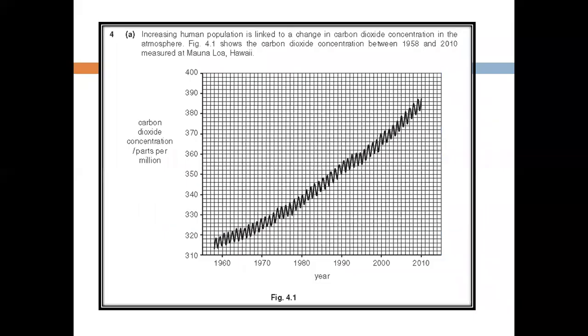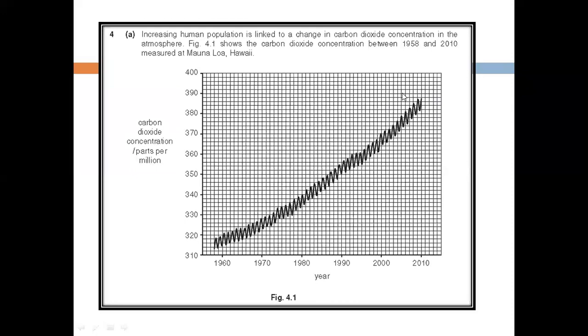Okay, now question number 4. Increased human population is linked to change in carbon dioxide concentration in the atmosphere. Figure 4.1 shows the carbon dioxide concentration between 1958 and 2012 measured at Mauna Loa, Hawaii, right? So in different years, if you see 1960, the graph is going up steeply, and by 2010 the carbon dioxide concentration is gradually increasing compared to 1960, and now it is at a peak at 2010.